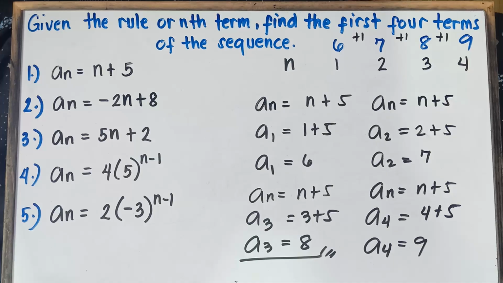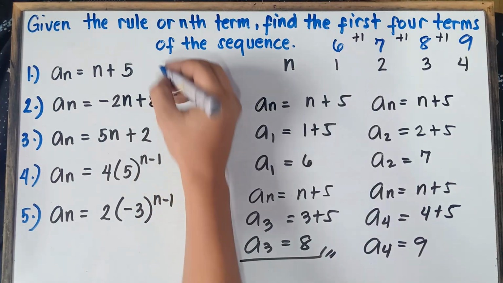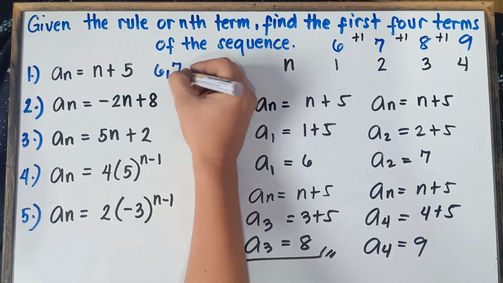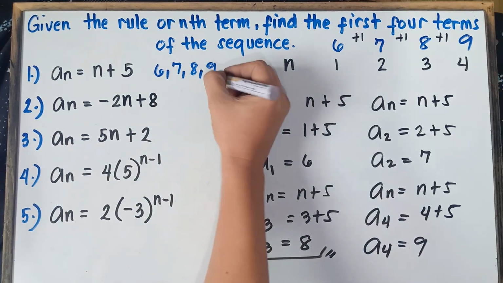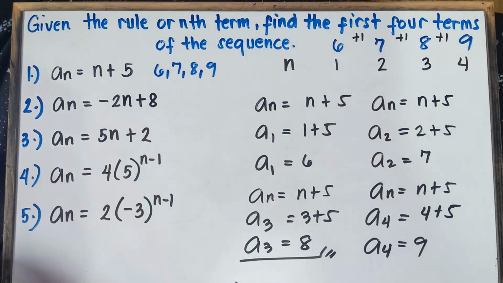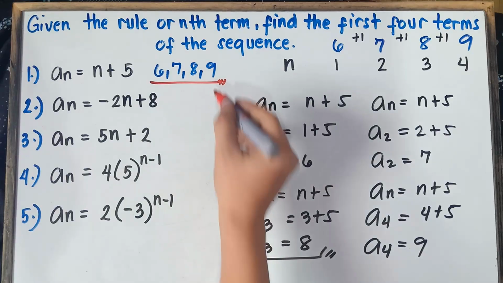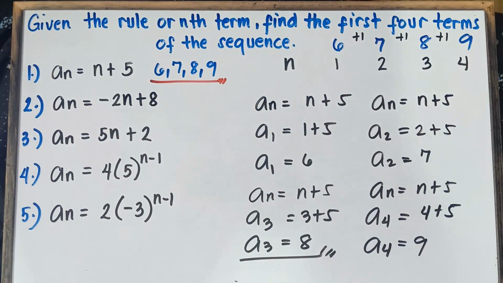So therefore, class, that's the sequence. All set. The first four terms with regards to number 1, we have 6, 7, 8, and then 9. All set, class. This is the answer with regards to example number 1. Easy as that, class. All set.